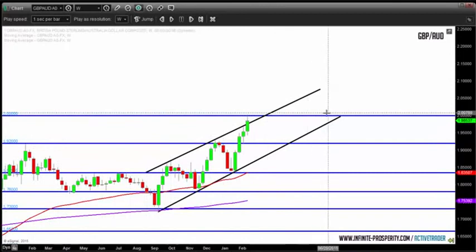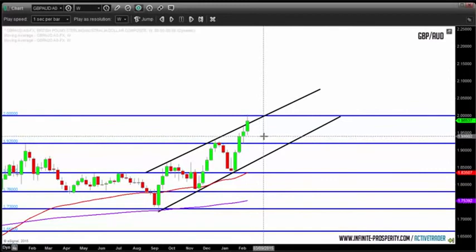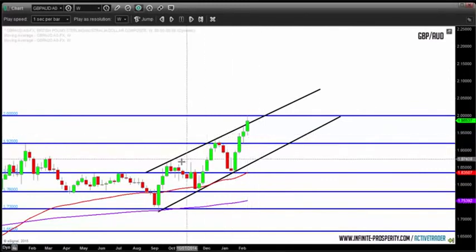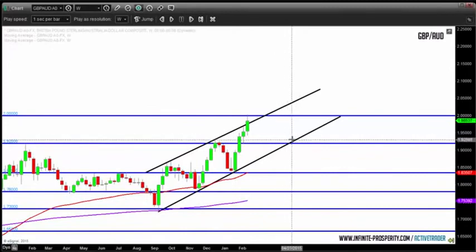We did get a bit of a reaction off this 2.0 key resistive level as we did back off the highs a bit. So we could easily see a retracement from this area back down to around 1.92. So I want to move my stop up to 1.94, which does lock in 8% profit for me.